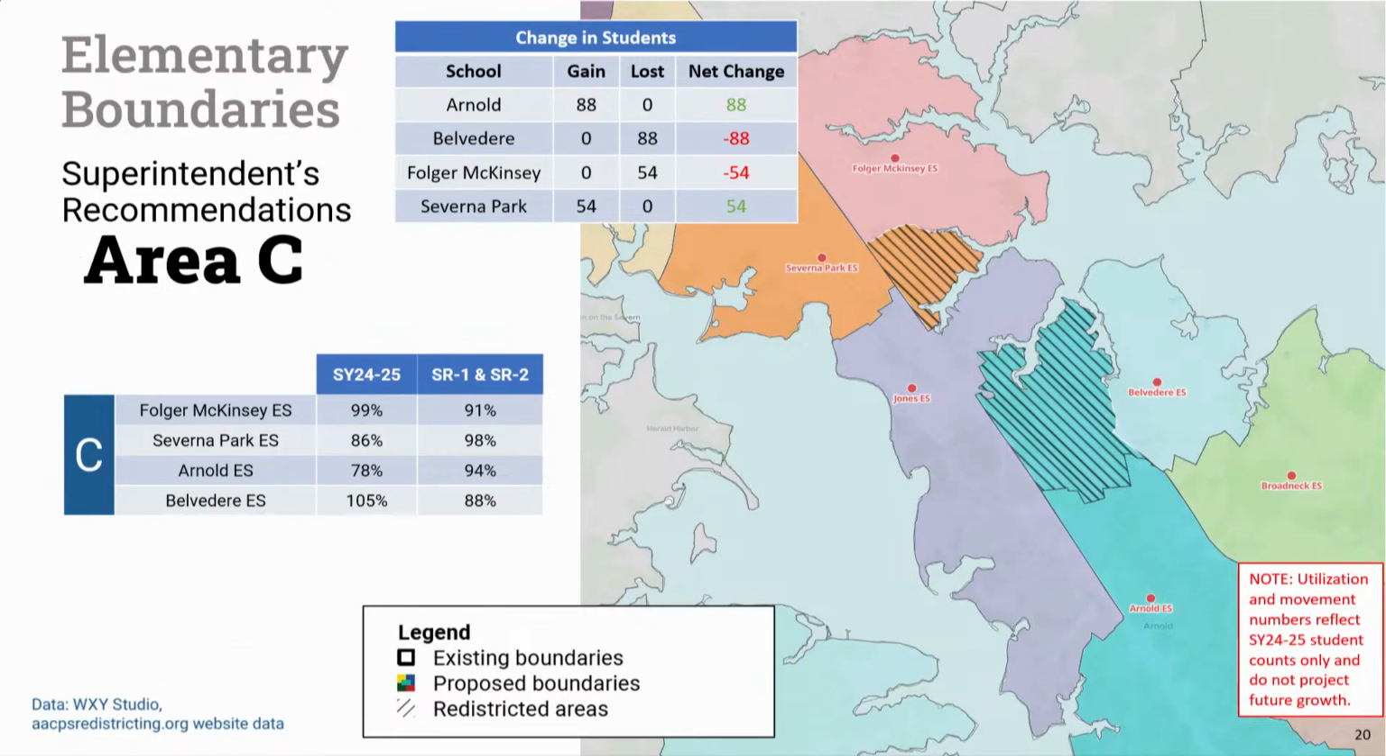In the Severna Park and Broadneck clusters, Arnold Elementary School gains 88 students from Belvedere Elementary School to alleviate overcrowding, bringing Belvedere below 100% to 88%. Severna Park Elementary gains 54 students from Folger-McKenzie, which reduces Folger-McKenzie utilization to 91%.